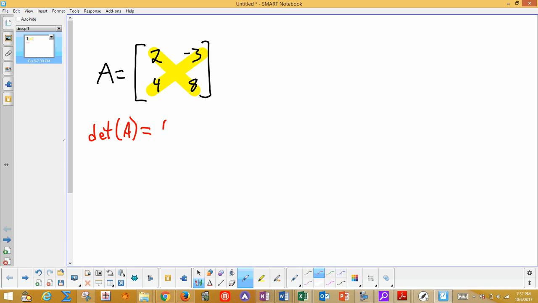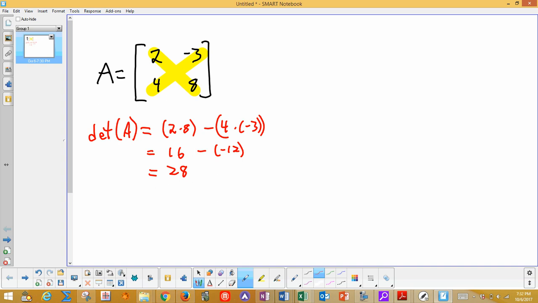So we do 2 times 8 minus 4 times negative 3. Okay, so it's 2 times 8 minus 4 times negative 3, which is 16 minus negative 12, which gives me 28. So that's the determinant of this matrix.